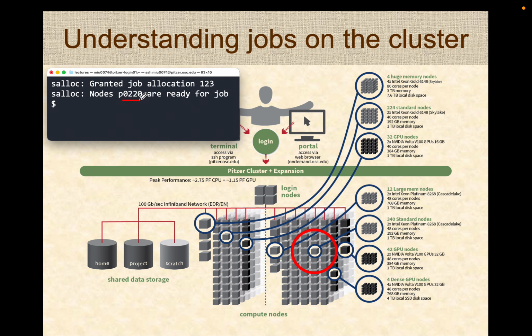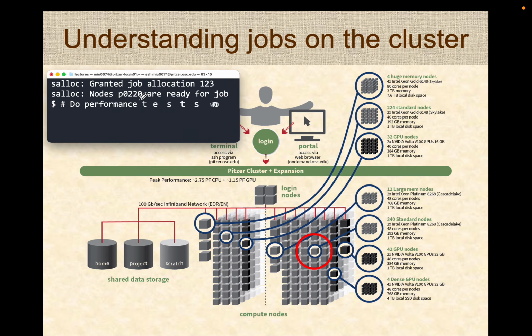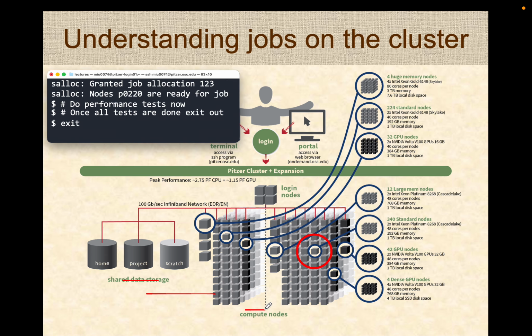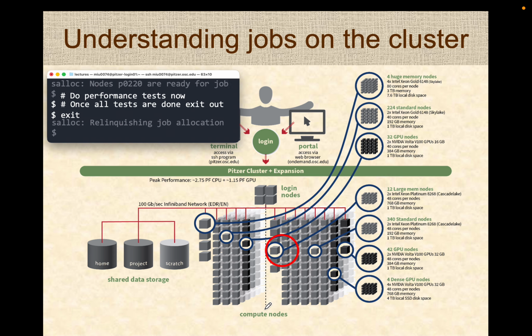to run your job. Here you can run your /usr/bin/time commands and do your performance testing, collect all of the data. Since you're now running on a dedicated node with dedicated CPU cores, your timings will have less variance and provide much better statistical samples that will be independent and identically distributed for statistically sound comparisons. Once all the tests are done, you'll typically exit out, and you'll come back to your regular VS Code terminal and you can do other analysis that you need to do.